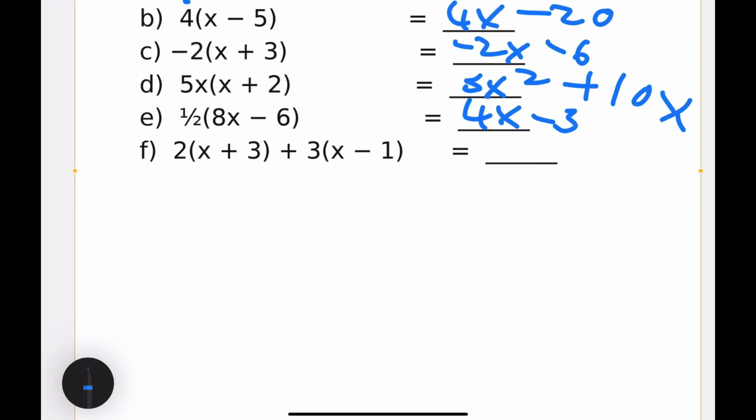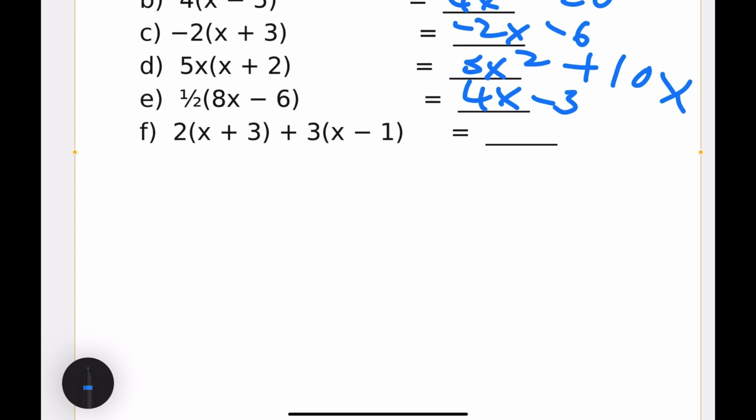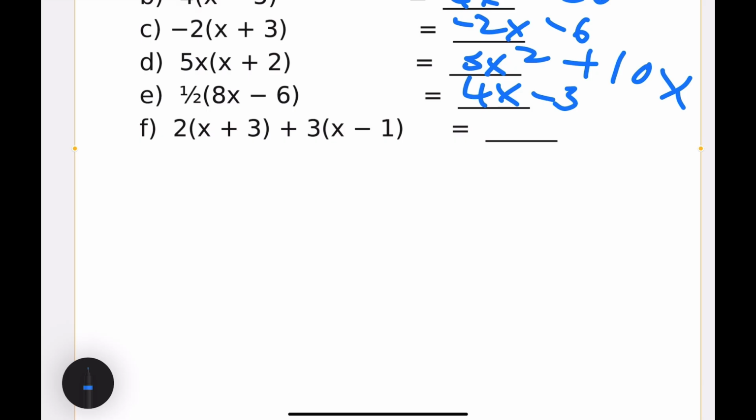For this one, we are still expanding single brackets, but we're just adding them together at the end. So let's start with the expansion on the left, and then we'll do the expansion on the right. As usual, we'll do the 2 multiplied by the thing on the left, and then the thing on the right. So 2 multiplied by x is 2x, and 2 multiplied by 3 is 6. So that would be 2x + 6.